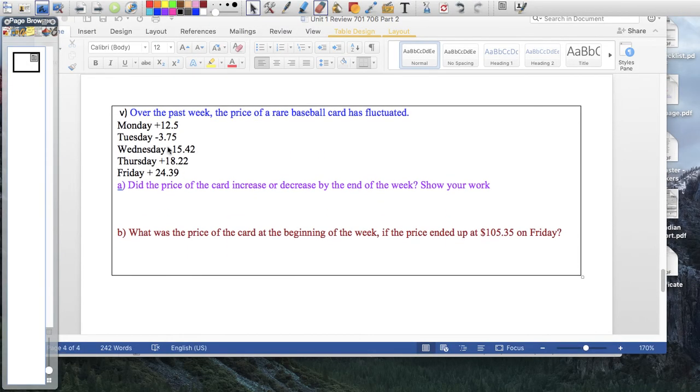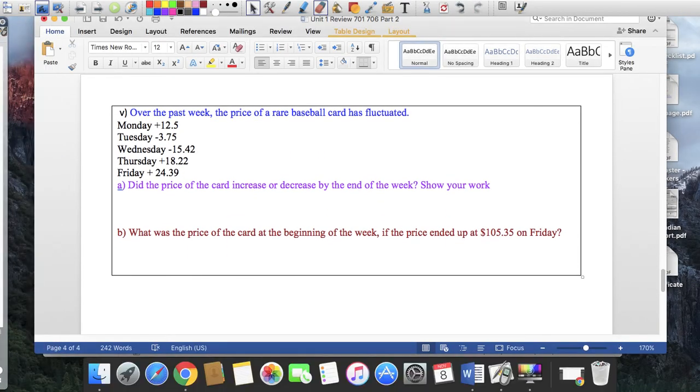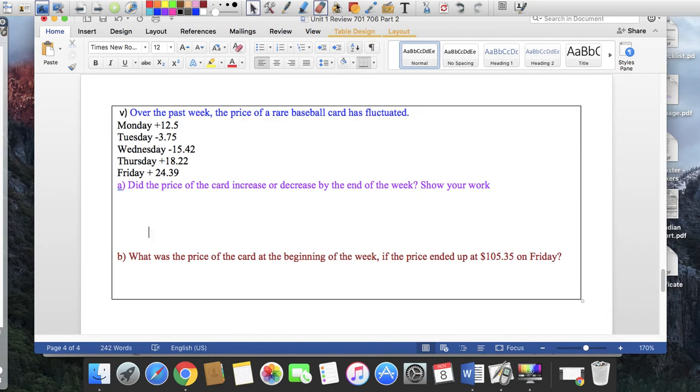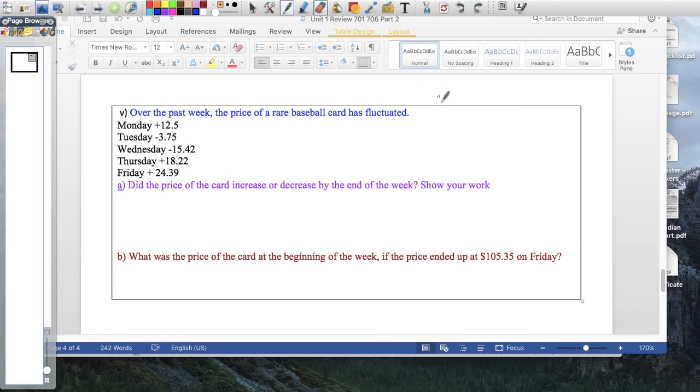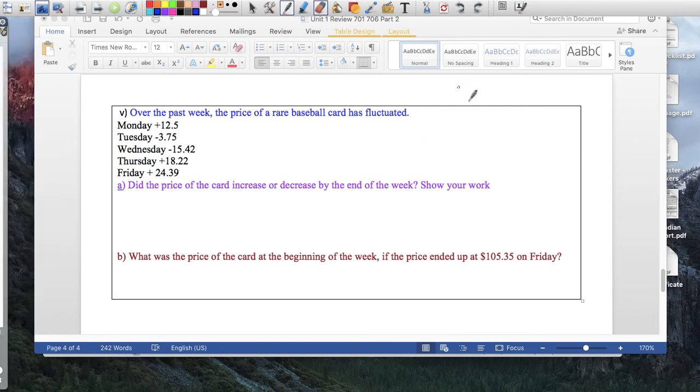So now this is the question that was the thing that fluctuates the price. So you need to figure out, the baseball card was a certain value Monday. It went up, then it went down, it went down, then it went up, and it went up. So at Friday, is your price higher than it started on Monday or lower?